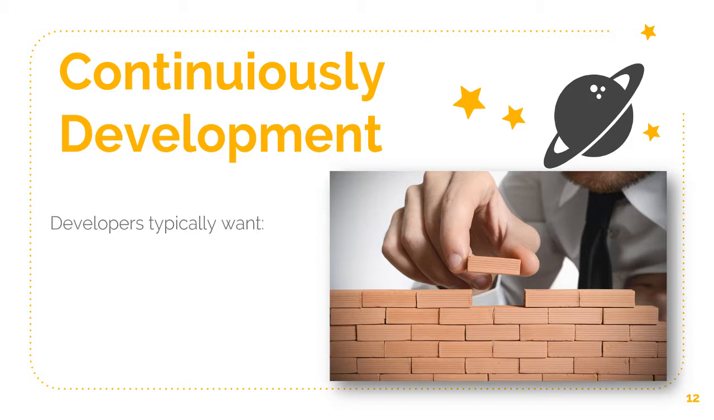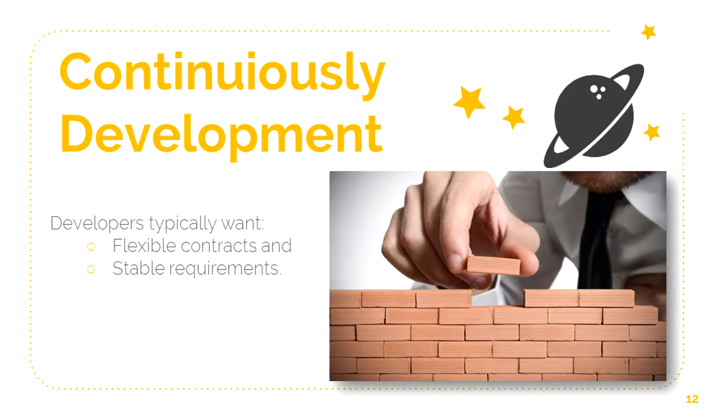Continuing to the development process. Developers want two main things: flexible contracts and stable requirements. Why are stable requirements important for developers? Because if there are a lot of changes in the requirements, instead of moving forward to a new process, the developer has to go back and change and revise the old code. Just like in the picture, instead of moving on to build a new line of bricks, the person has to go back and revise the old bricks.